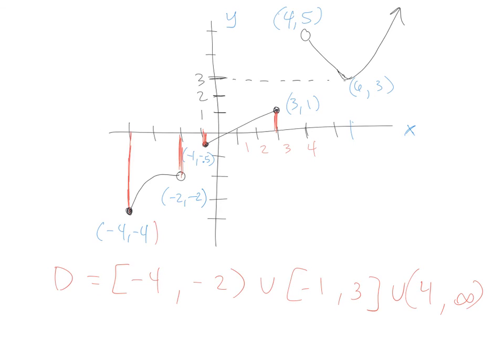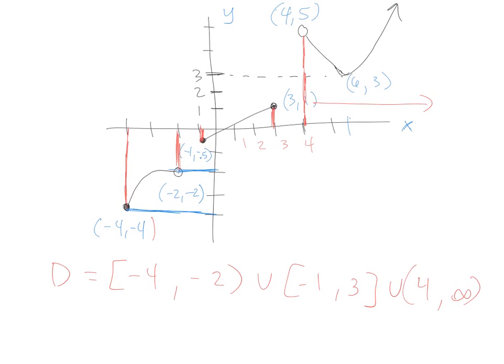Just to show that last one, by the way, here's my vertical line from that point. And then, again, that goes on forever. That's why we went all the way to positive infinity. For the range, I really need to erase all those vertical lines. I'm just going to use a different color. I'll use blue. For the range, I do the same thing. Draw a horizontal line from here and here.